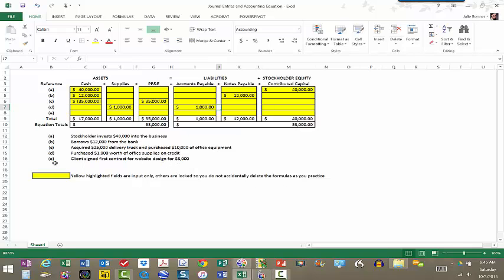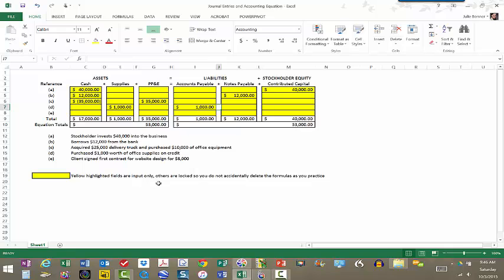And then finally, we have a client who signed a first contract for website design for $8,000. This particular transaction will have no journal entry associated with it. Anytime a client signs a contract, or a company signs a purchase order, neither creates a journal entry of any kind. It has no financial impact, because at some point, that client could say, because of whatever reasons, I want to cancel that contract, or a company can cancel a purchase order. So no transactions are transpiring for that particular example.